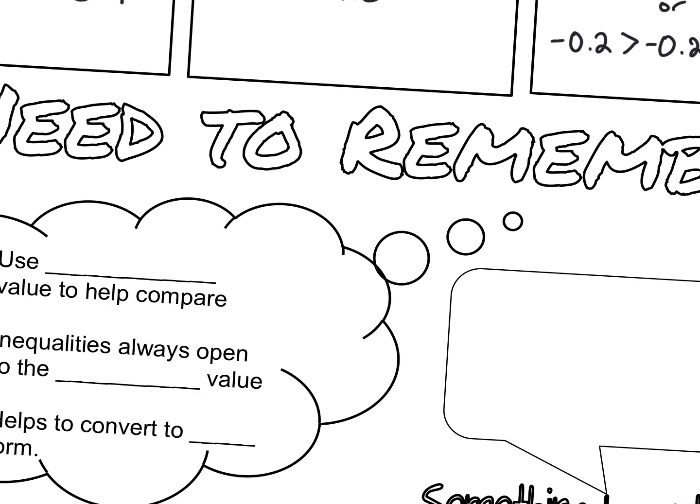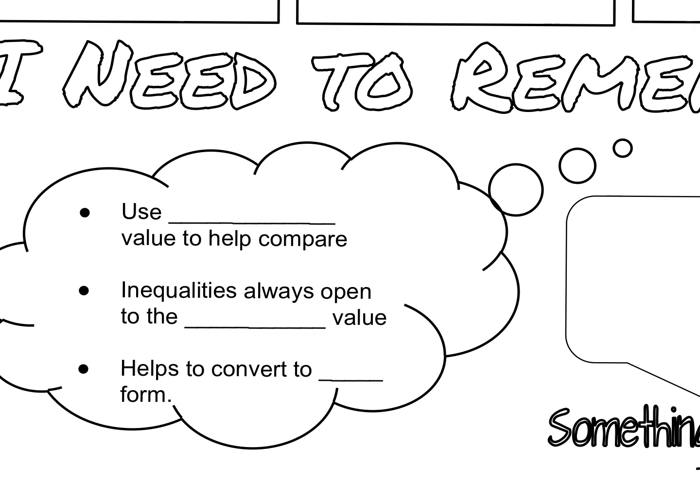So, things to remember for ourselves. Remember that it's often helpful to use that absolute value to help compare values. Thinking about, is it more negative? And then that means it is a smaller value. Also remember that inequalities are always going to open to the greater value. Okay? And it does help to convert to one form as you are comparing. Not always, but sometimes, especially when the values are close, it does help to convert them all to one form.